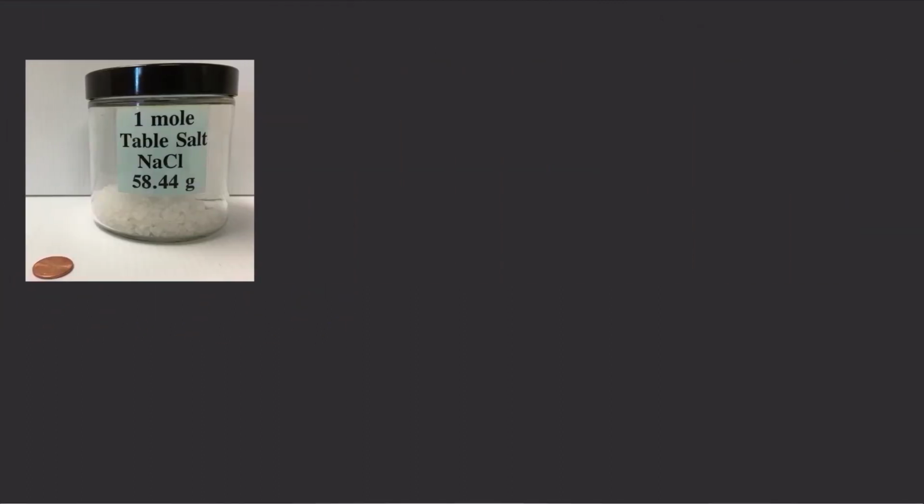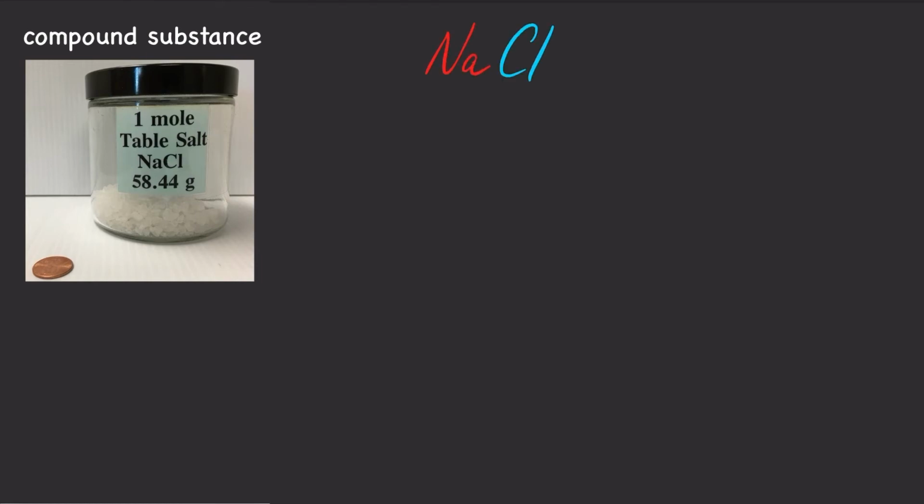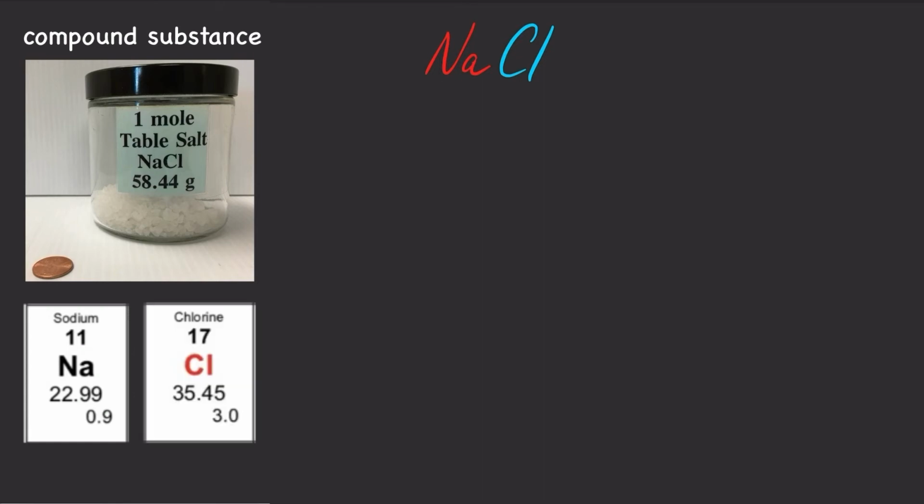So far, we have looked at the molar mass of elemental substances, but how will we find the molar mass of compound substances that contain more than 1 element? For example, table salt, written as NaCl, contains 2 different elements, Na, which is sodium, and Cl, which is chlorine. How will we find the molar mass in grams for 1 mole of this compound substance?